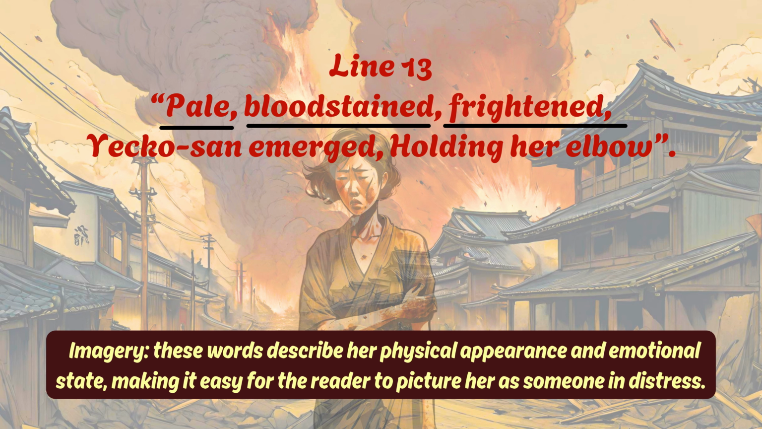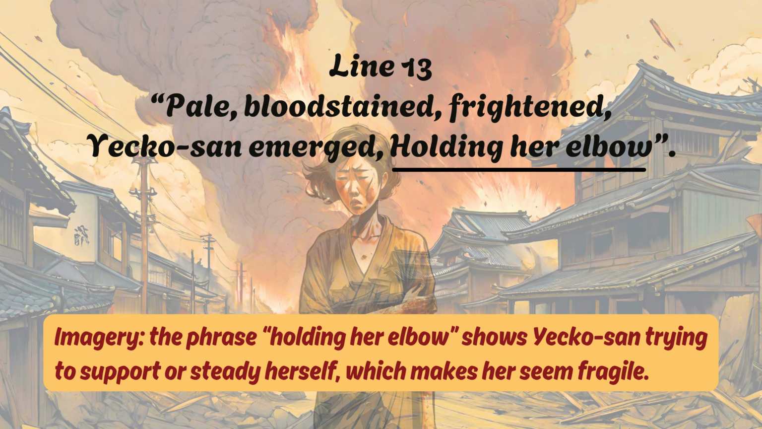Now, the image of herself being pale and bloodstained also shows that she is hurt and suffering, just like her husband, the speaker. Now, in the same line, the phrase holding her elbow is an example of imagery because it shows Yecko-san trying to support or steady herself, which makes her seem fragile. Now, it shows that even moving takes effort, therefore highlighting her pain and vulnerability. This description creates a clear picture of her struggle and emotions.